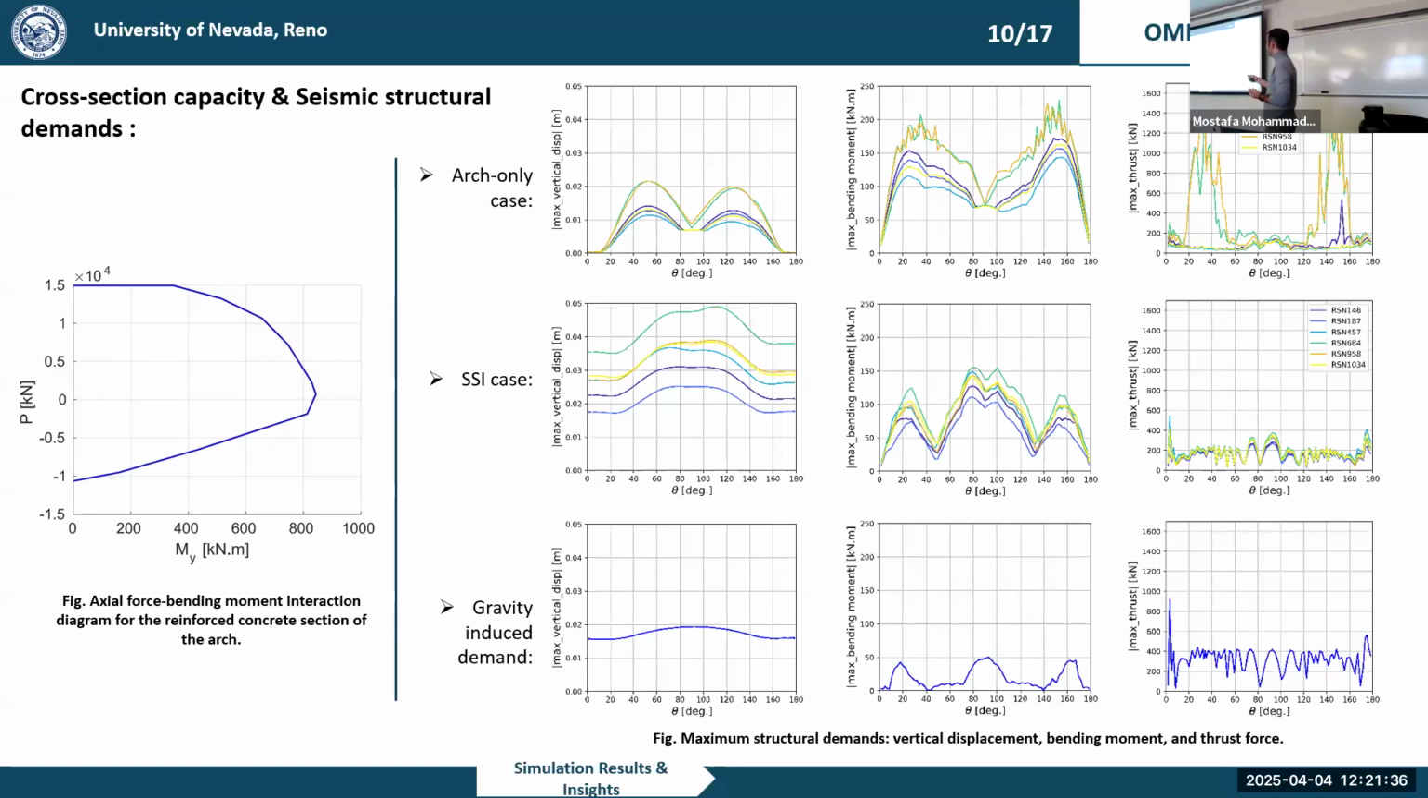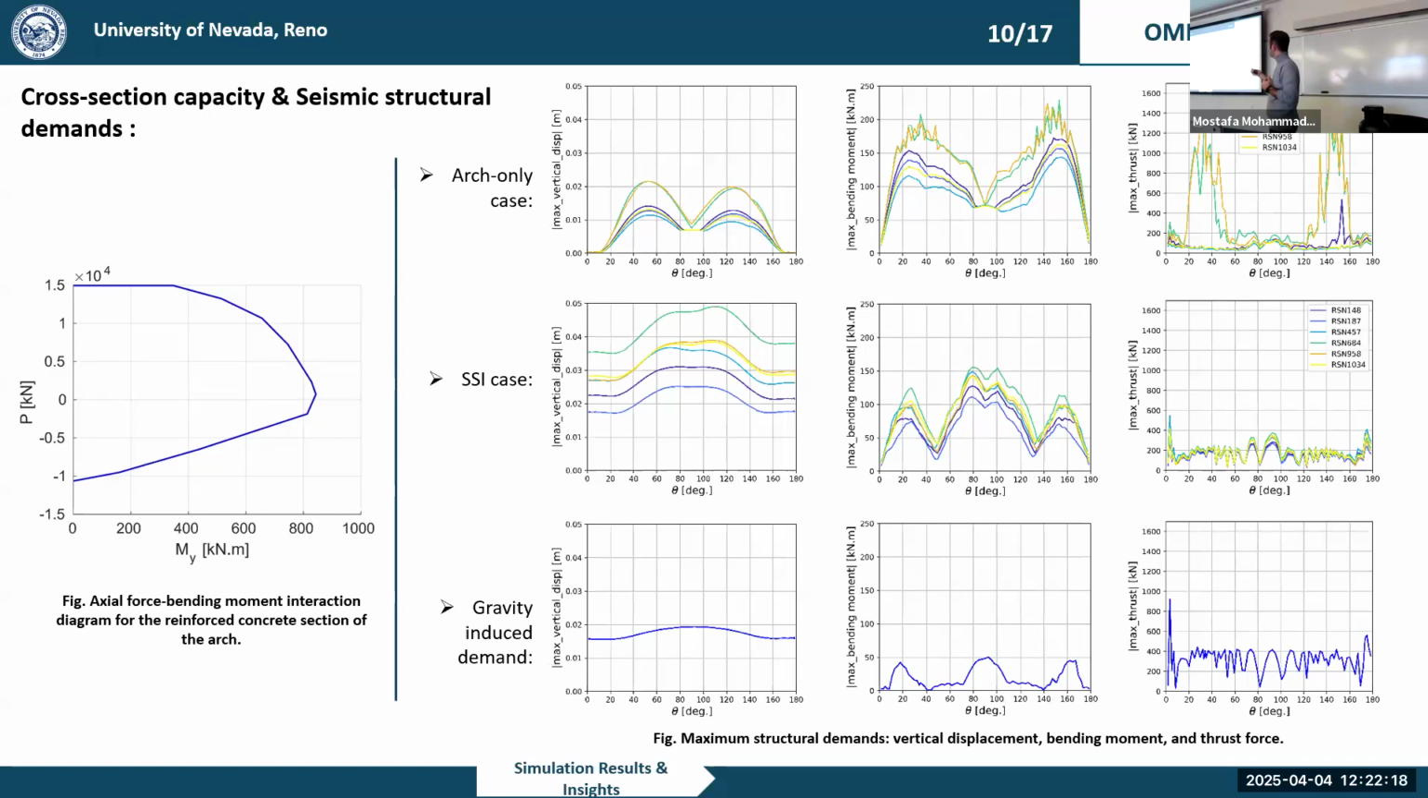Let's see. In this case, we are considering three cases. The first case is arch only, where we can see the maximum structural demand. I'm showing the maximum vertical displacement here, and all of them are run after the gravity analysis has been done. For the arch only case, the maximum displacement is happening on the side of our arch, at 40 up to 60 degrees from the center. In the middle, at the arch crown, we have a relatively minimum demand in terms of vertical displacement.